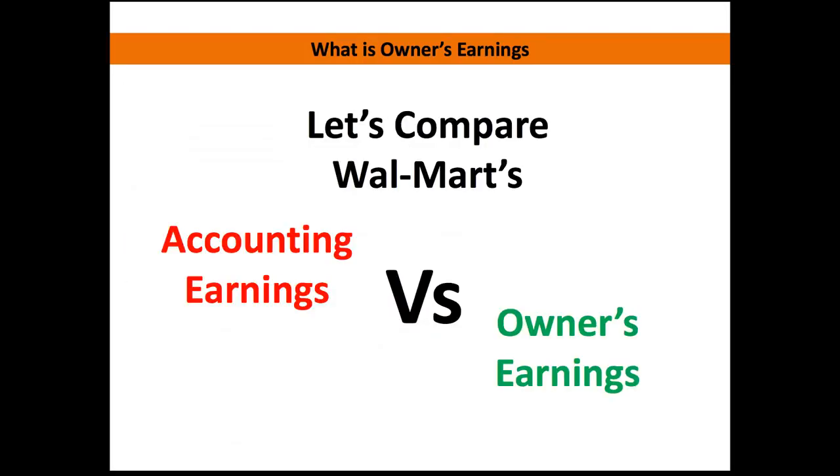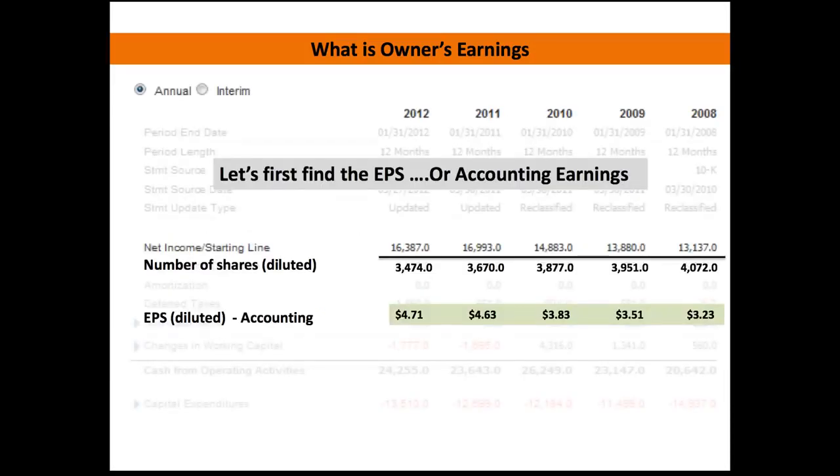So let's compare Walmart's accounting earnings, reported at the bottom of the income statement, versus that owner's earnings that we just showed you the little formula for. Okay, so I've fogged out all the numbers here, and I'm just showing the numbers that you need in order to account for these things. The first thing we're going to do is calculate the number at the bottom of the income statement from the cash flow statement.